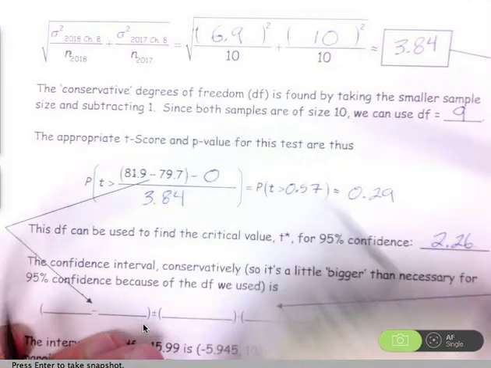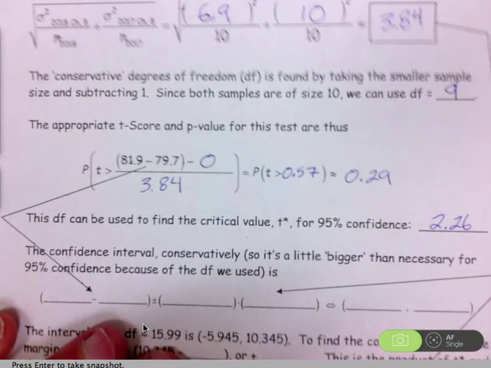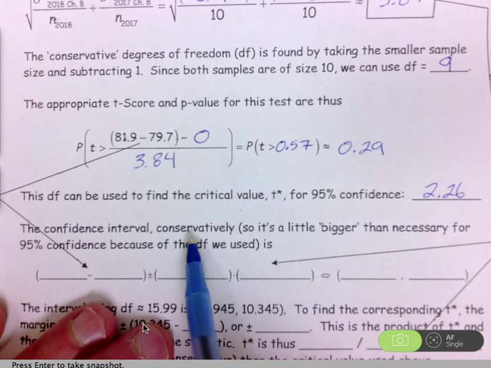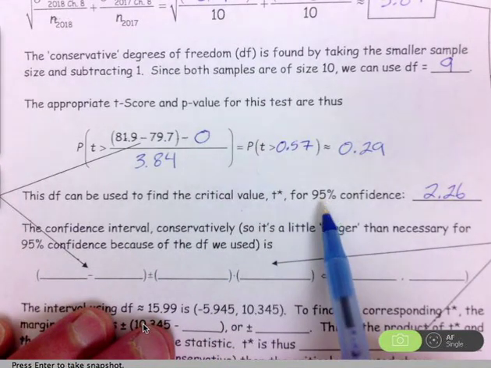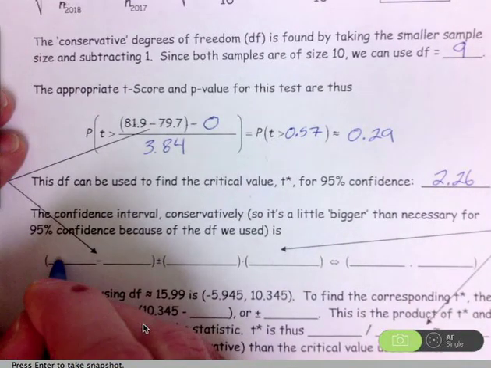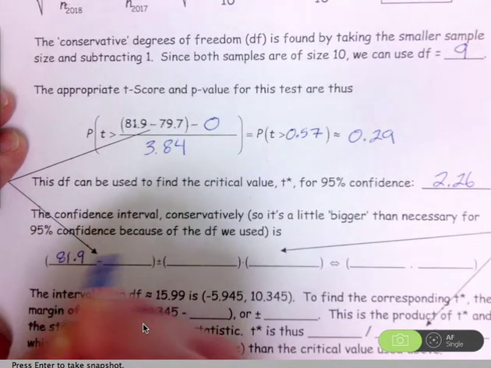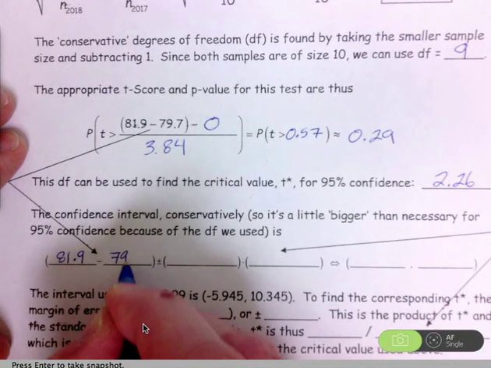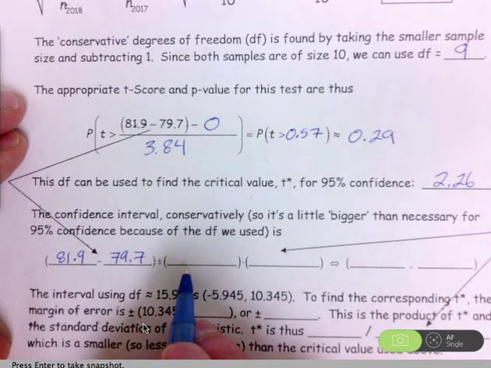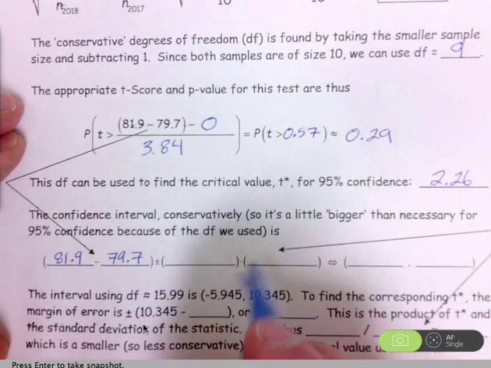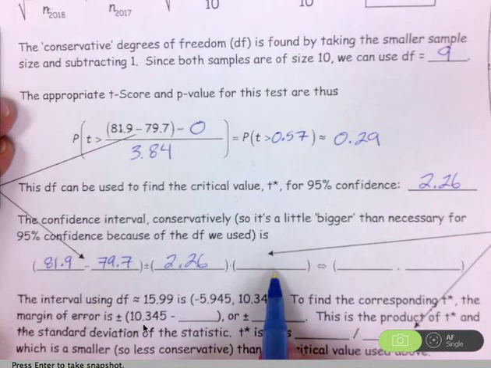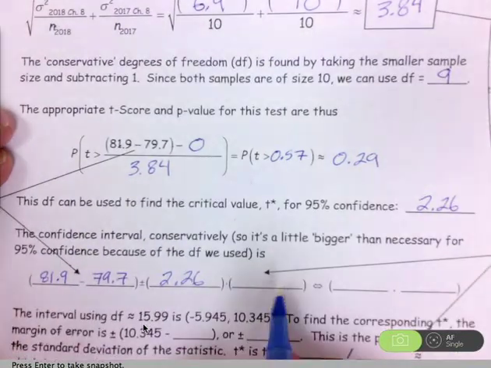There we go. So now understand the confidence interval. This is a conservative confidence interval. So for 95% confidence, it's actually going to end up being a little bit bigger than necessary. So we're going to put in our 81.9 and subtract the 79.7. So there's the sample difference. There's our statistic. We're going to add and subtract then our critical value. That's the 2.26. And then the standard deviation we've already calculated. The standard deviation is up here. It's the 3.84.